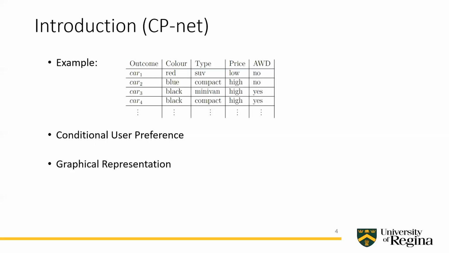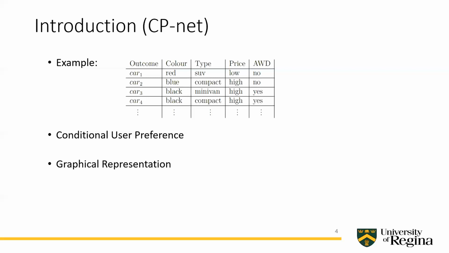An example of a CPNet can be like that, where this is basically a preference order. Let's say the user has multiple options for choosing a car, where car 1 has the following properties: red as color, type SUV, the price is low, and it is not all-wheel drive. Car 2 has the following attributes and so on. From this choice of cars, we need to suggest which is best for the user.